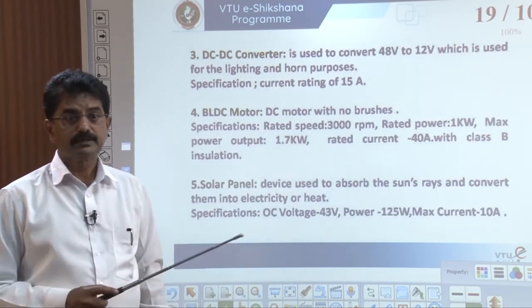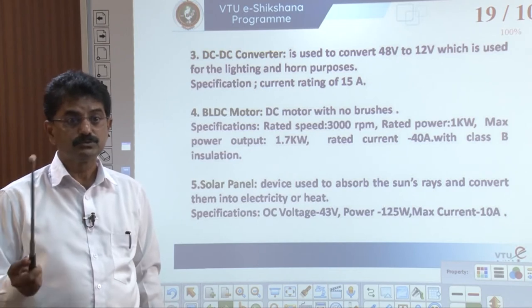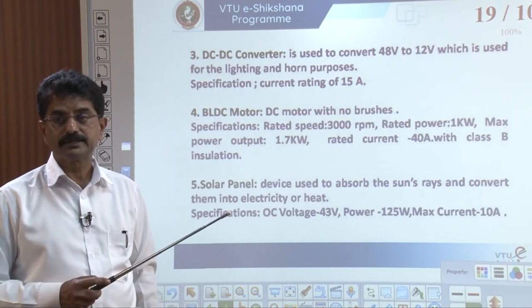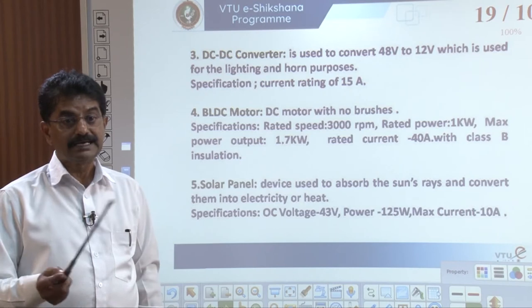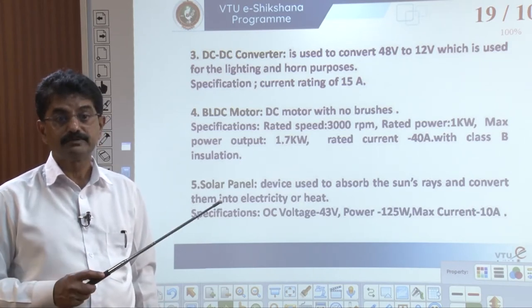A DC to DC converter is used to convert 48 volts to 12 volts, which is used for lighting and the horn. For 12 volts, there are 4 batteries connected in series: 12 into 4, 48 volts. Current rating 15 ampere. The lighting circuit requires 15 ampere.